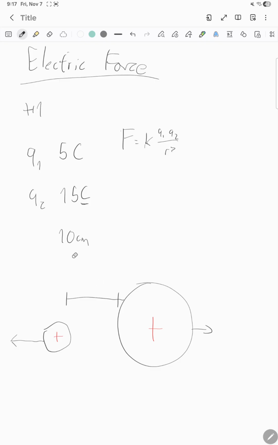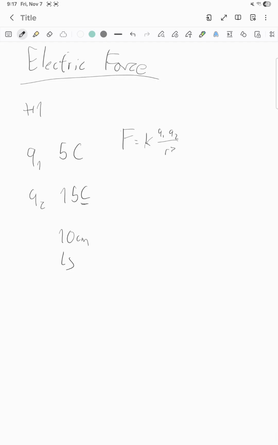But this is a bit how it is, and you are separated by 10 centimeters. We do want to convert this to meters because we will be working in meters, because this is a force, and so we will need meters. So 10 centimeters in meters is 0.1. This is 0.1 meters. And so now that we have all the values that we need, we can calculate the electric force, which will be 9 times 10 to the 9 times 5 times 15 divided by 0.1 squared.